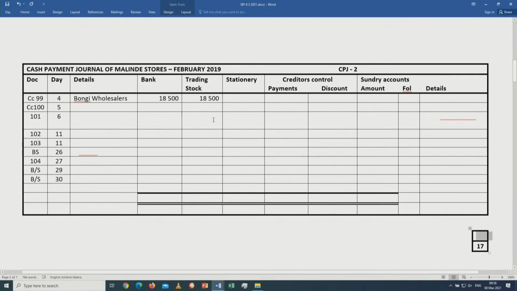And what was this money for? It was for stock. So trading stock, 18,500. So we are moving now.